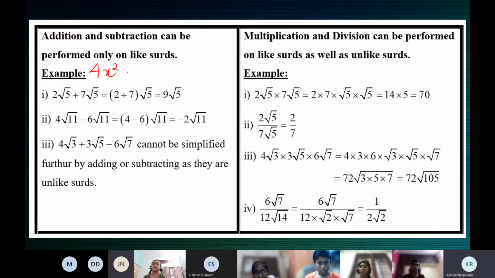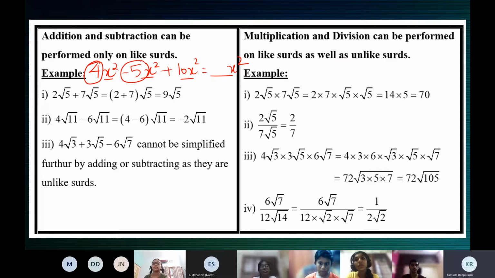So 4x squared minus 5x squared plus 10x squared. All the three terms are like terms, all x squared terms. So write x squared only once, it's not x to the power 6. And simplify the numerical coefficients. 4 minus 5 is minus 1. Minus 1 plus 10 is 9. 9x squared is the result.